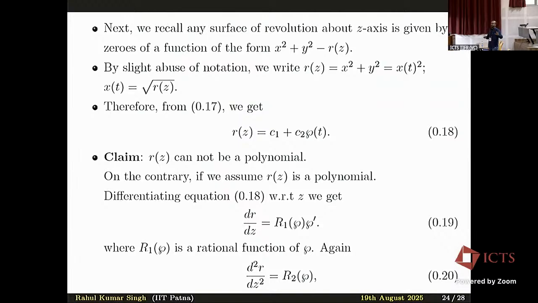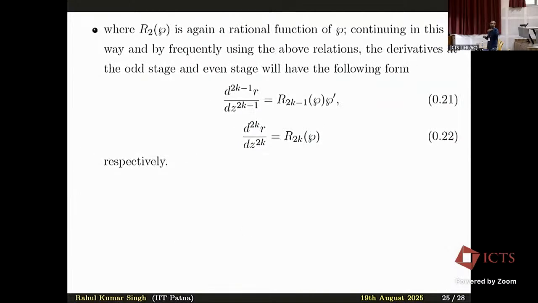There's no p prime. And in fact, this pattern will continue. At odd states, you will encounter a factor of p prime, and at the even states, you will simply have a rational function of p alone. But the point is, since we have assumed this r of z to be a polynomial, if you have a polynomial, this will have a finite degree.